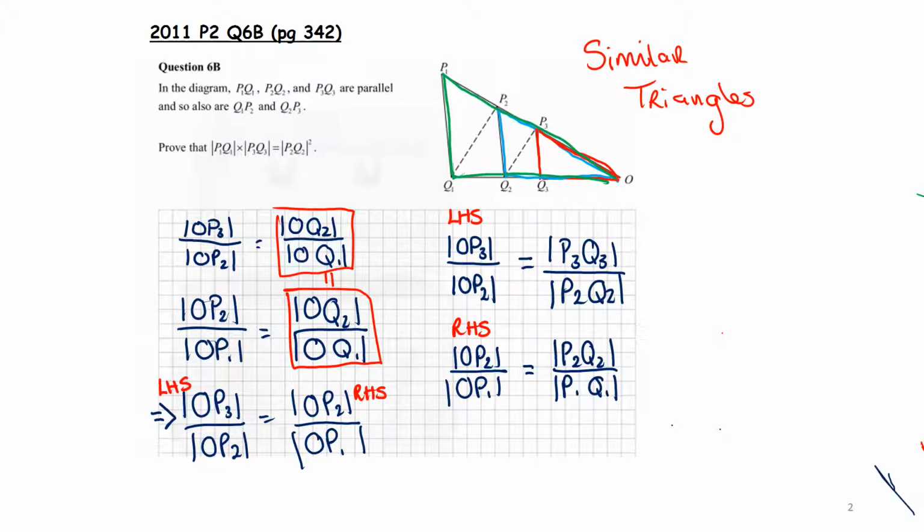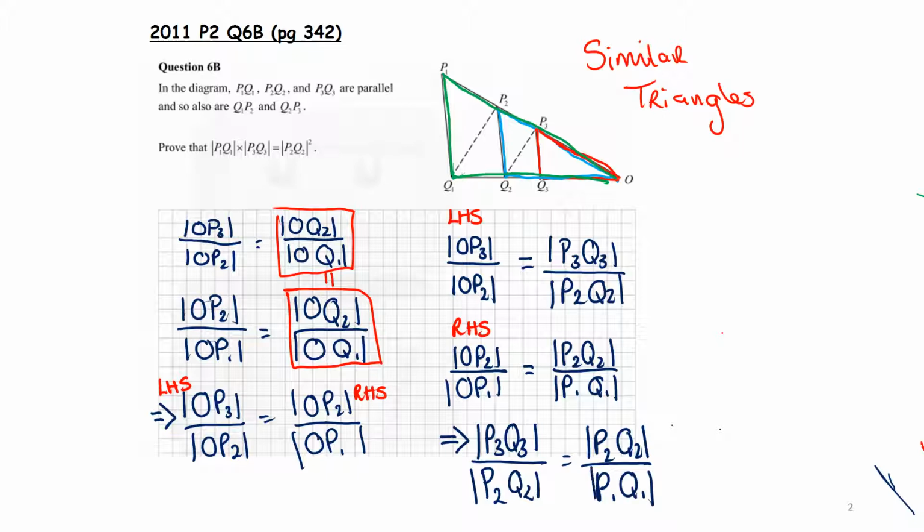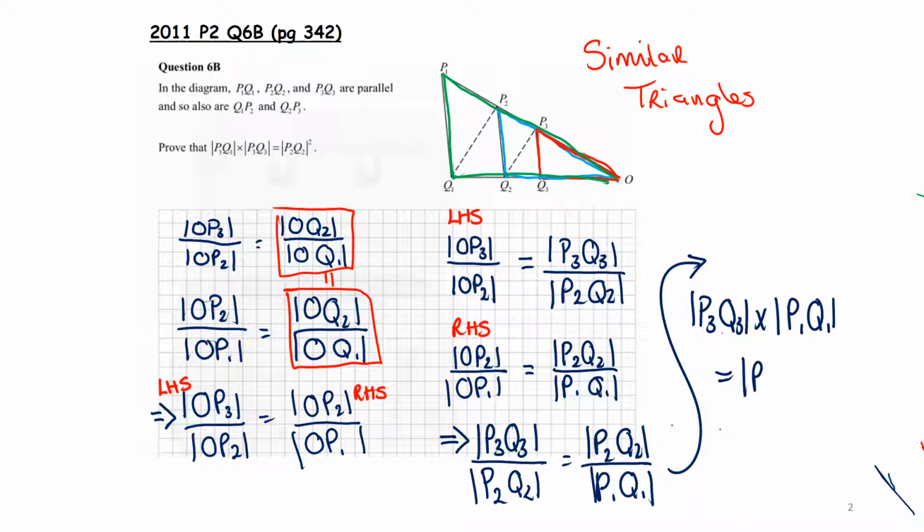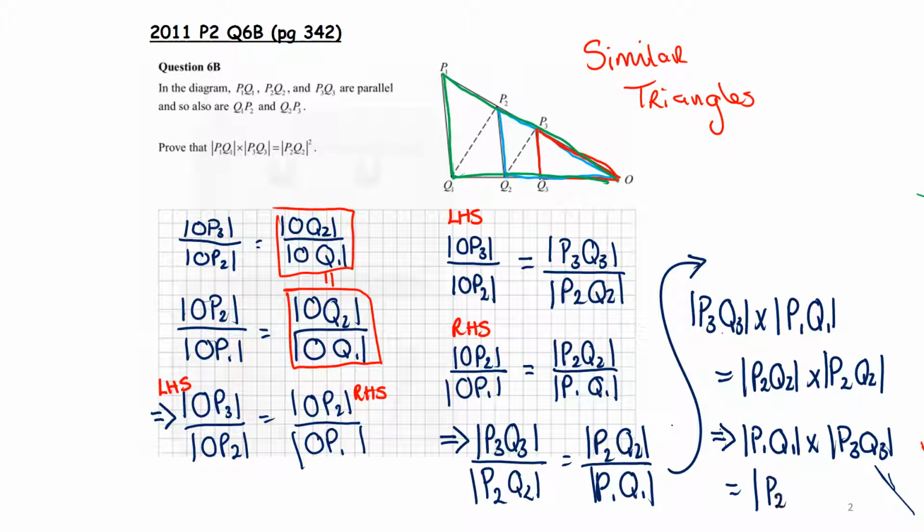So putting that right hand side and left hand side back together, we're now going to get P3 Q3 all over P2 Q2, and that equals P2 Q2 over P1 Q1. So again, still doesn't look like what we want, but if we get rid of our fractions, we end up with P3 Q3 multiplied by P1 Q1 is equal to P2 Q2 multiplied by P2 Q2, which can be changed slightly to P1 Q1, so we've just changed the order, multiplied by P3 Q3, and that equals P2 Q2 squared, and that is exactly what we were asked to get.